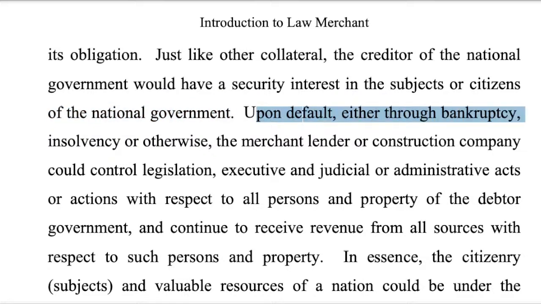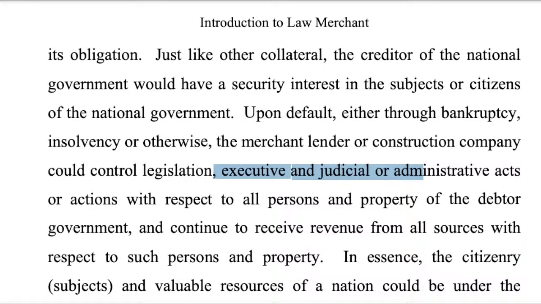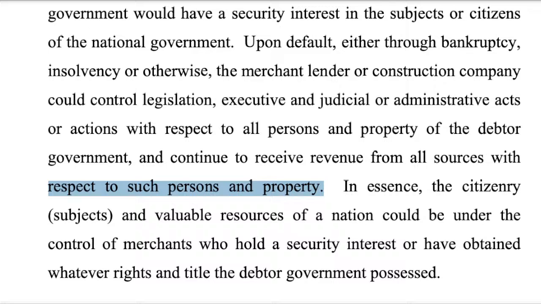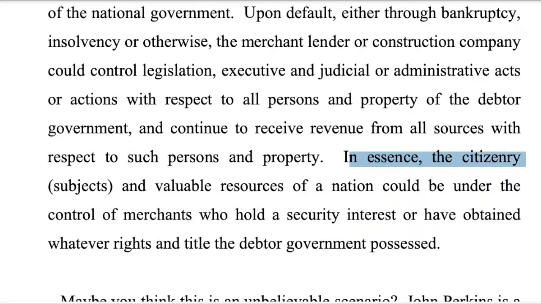Upon default, either through bankruptcy, insolvency, or otherwise, the merchant lender or construction company could control legislation, executive, and judicial administrative acts or actions with respect to all persons and property of the debtor government and continue to receive revenue from all sources with respect to such persons and property. In essence, the citizenry, subjects, and valuable resources of a nation could be under the control of merchants who hold a security interest or have obtained whatever rights and title the debtor government possessed.